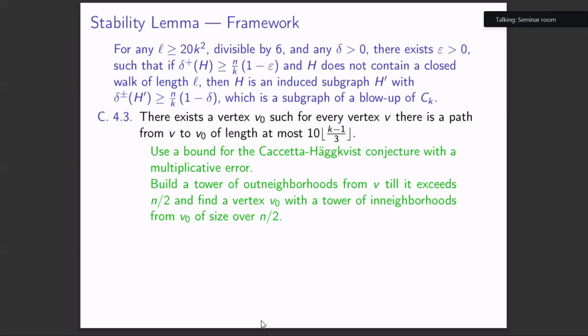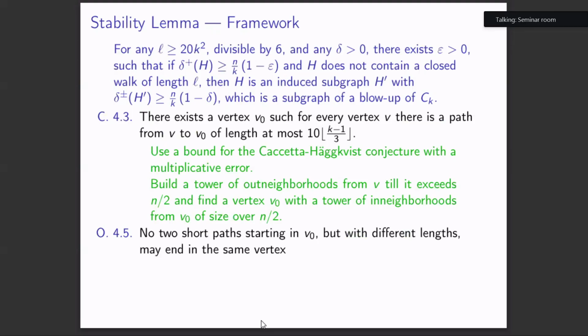We will then construct some auxiliary graph which will help us find V0 as a vertex with a tower in neighborhoods greater than n/2, and simply these two towers would intersect. I will say this in more detail in a second. But for the framework later, we would observe that for this special vertex V0, there would be no two short paths of different lengths which end up in the same vertex.